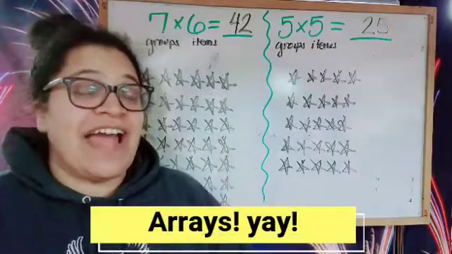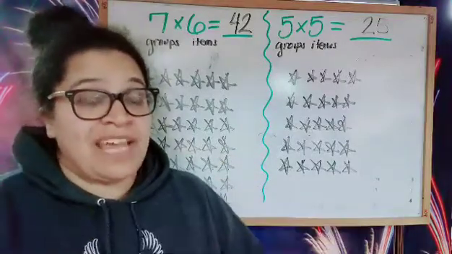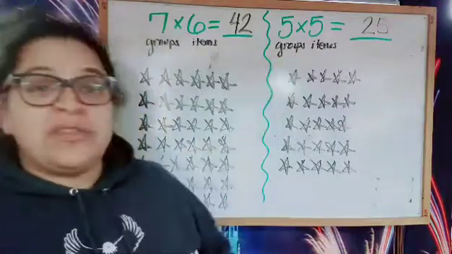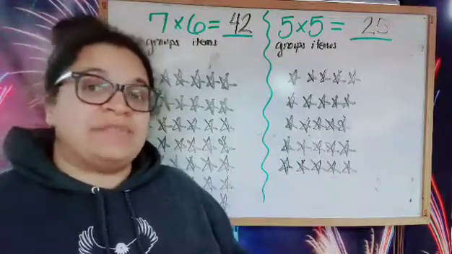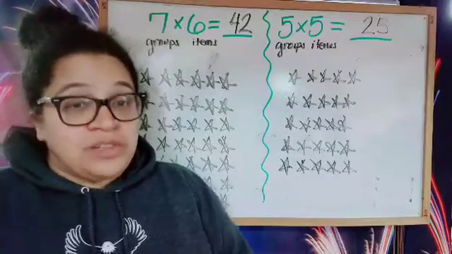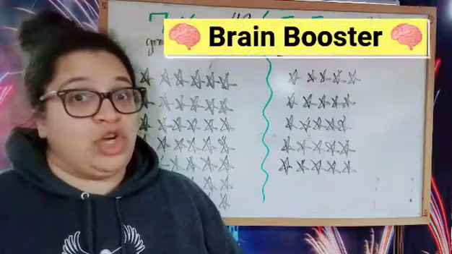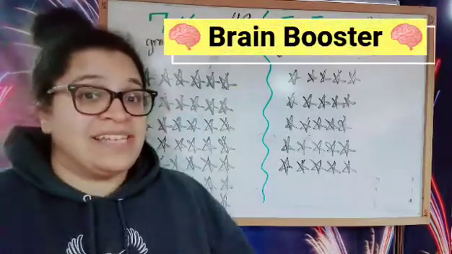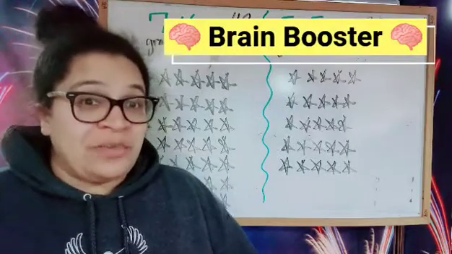So those are how you draw arrays to show your multiplication facts. The first number is the number of groups, and the second number is the number of items in them. All right, the only other thing left for you to do is your brain booster, boosting those brain cells. And so your brain booster is right on your worksheet.